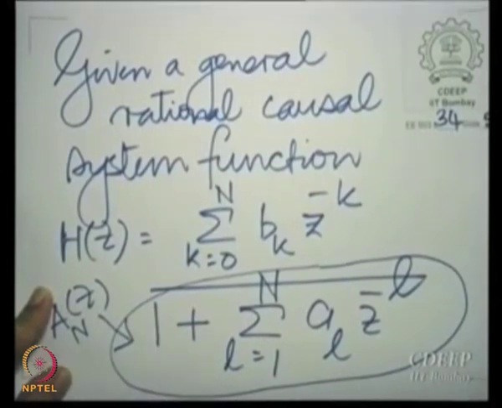You have full freedom to realize the FIR system function either with a lattice or with a standard direct form 1, 2, or cascade or parallel form. That's up to you. The FIR part anyway is easy to realize. There is no problem of stability. There is not any serious problem of numerical instability and so on. It's the IIR part where we need to be vigilant about the behavior of the poles and so on. So that part needs to be realized with the lattice.